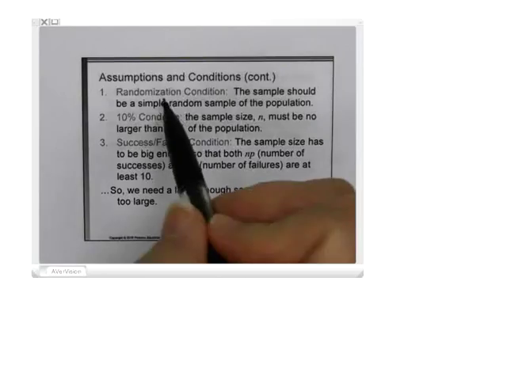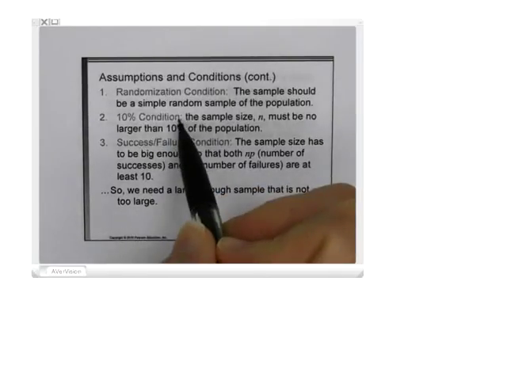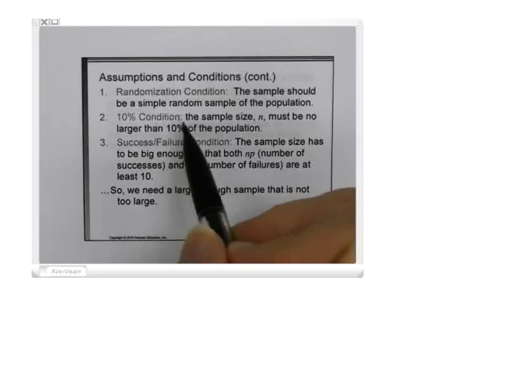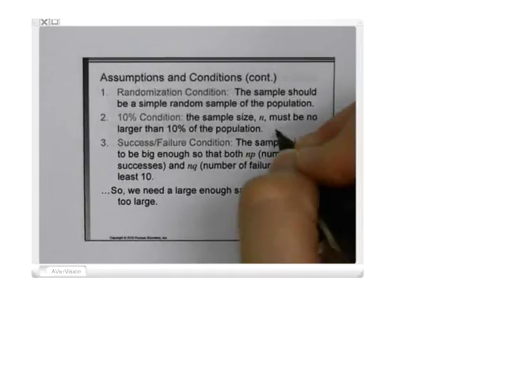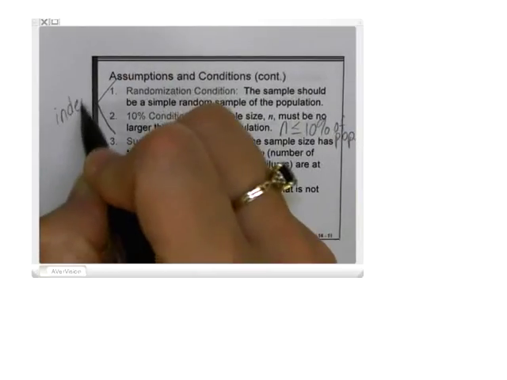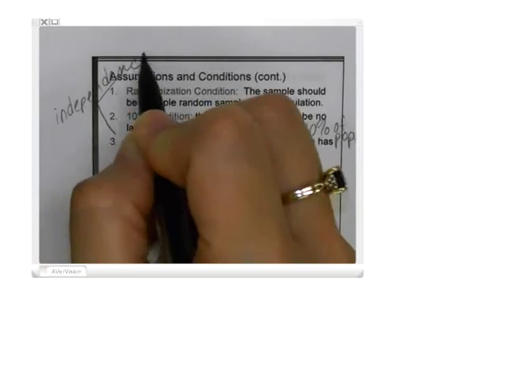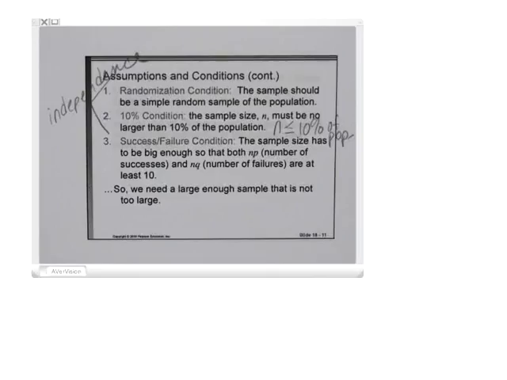So we need randomization, and we also need the 10% condition, which is what we talked about last unit. The sample size must be no larger than 10% of the population. No larger means the same thing as less than or equal to 10% of the population. These first two conditions are the two conditions that help us assume independence. We should have independence between our samples.